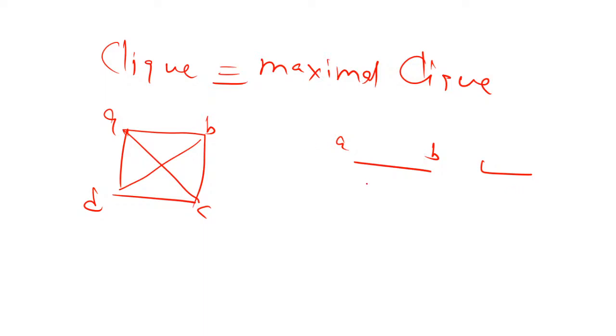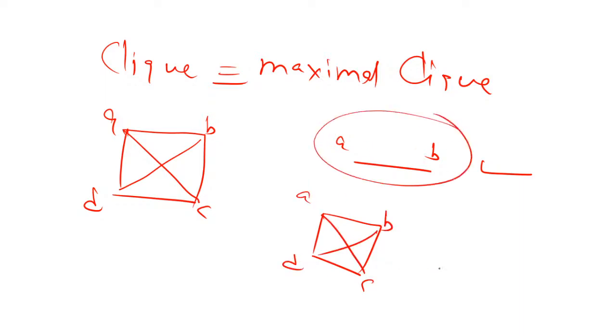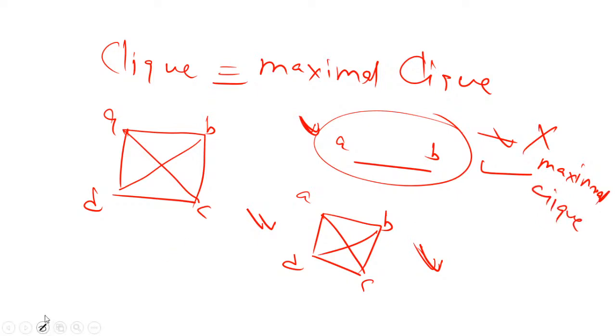Why? Because you see this is also a clique. You can see this edge AB is contained in this clique. This is a clique, this is a clique, but this clique is contained in this clique. So this is not a maximal clique. Maximal clique, what does it mean? Maximal clique means a clique which is not contained within another clique.